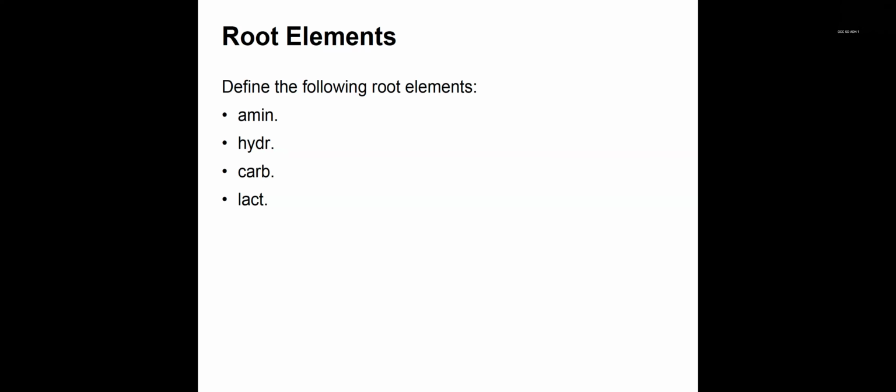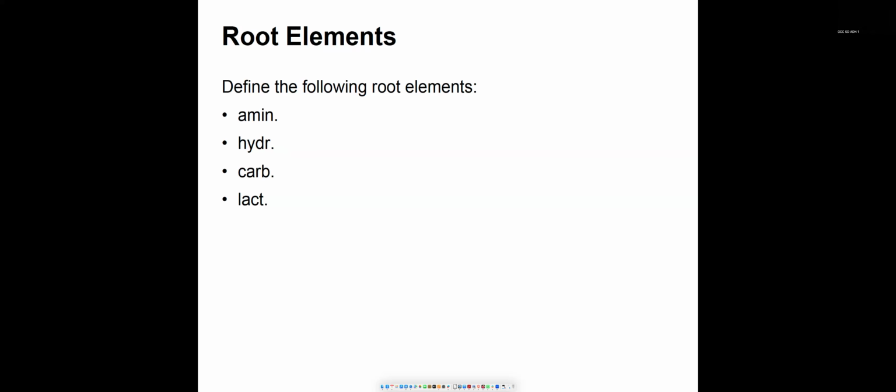You have lact, relating to milk or lactose. For example, lactase is an enzyme that breaks down lactose. You also have what else?